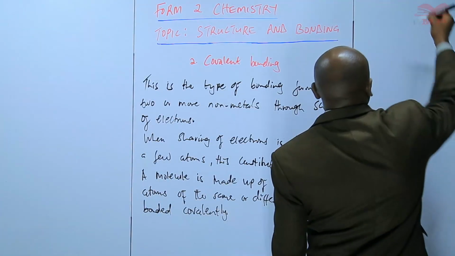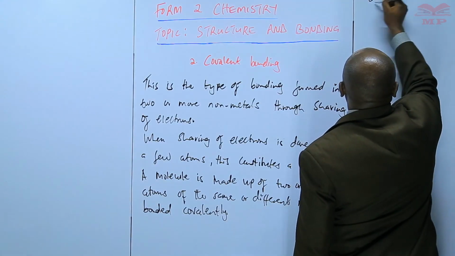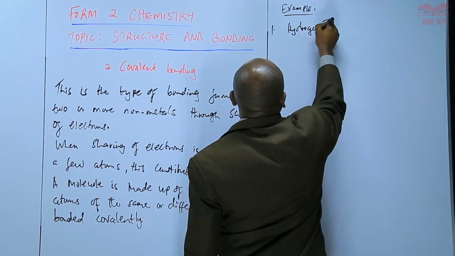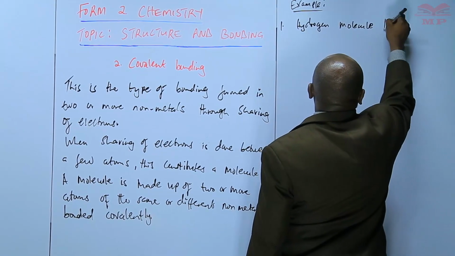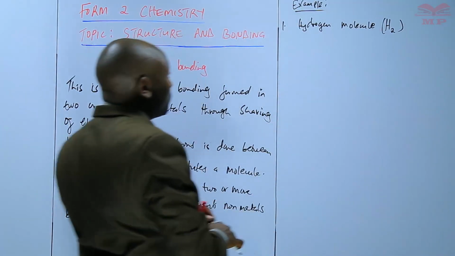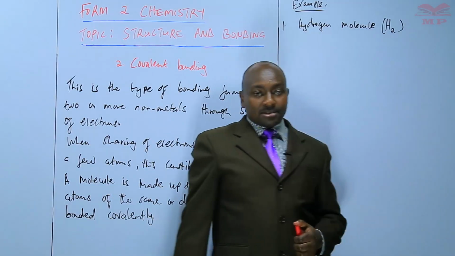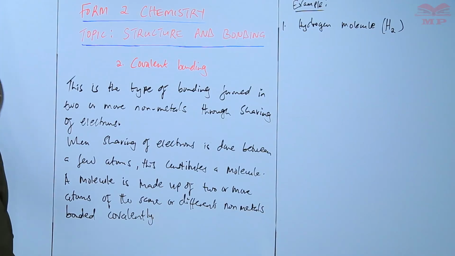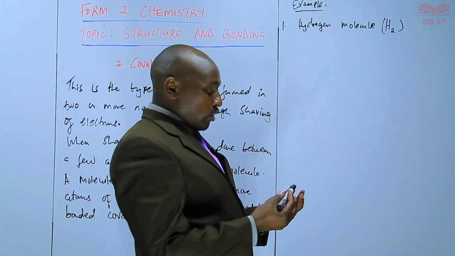I want us to take an example of a hydrogen molecule that is written as H2. And that hydrogen molecule, or H2, is made of two hydrogen atoms. So two hydrogen atoms, when combined together, they form a hydrogen molecule.